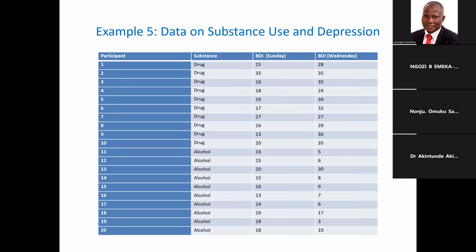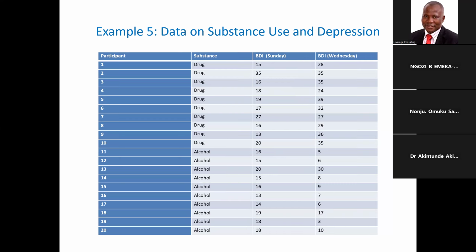So they measure their depression. I want to see the effect of substance use on depression. So they use a scale to measure the Beck Depression Index. You see they measure the depression index on 2 occasions, on Sunday and Wednesday. So the Sunday one, you see the first reading. The Wednesday, you see the first reading.